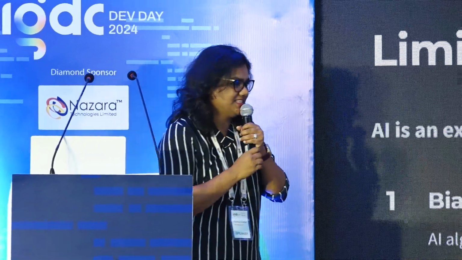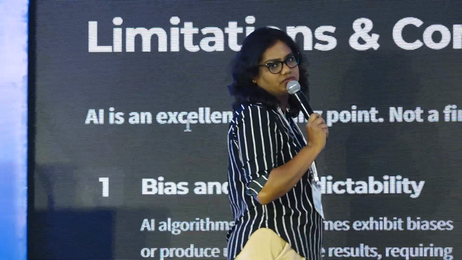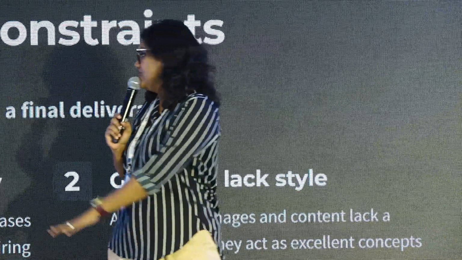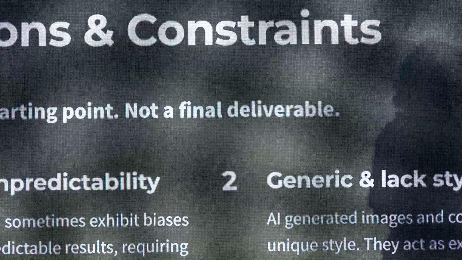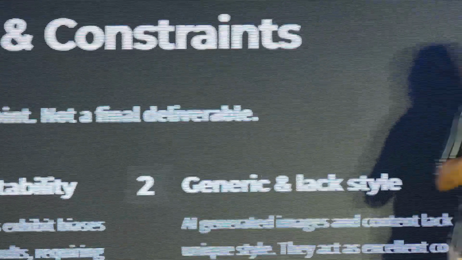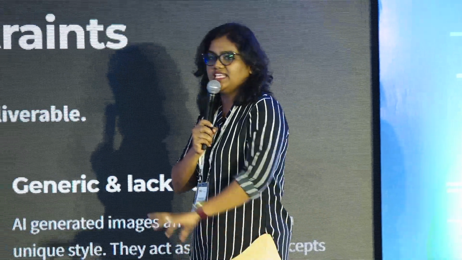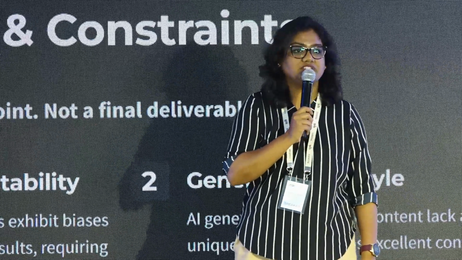So the next is limitations. As I already mentioned, there are a bunch of limitations which we'll have to work with AI. The first thing is it's biased and unpredictable. You can't expect AI to generate 100% factual information or content, especially for the type of game we were making. So there were a bunch of limitations.